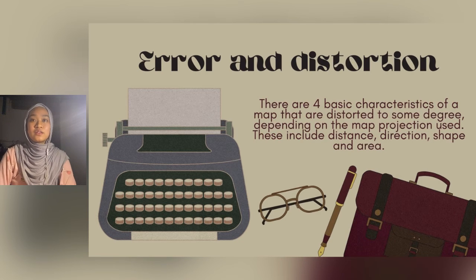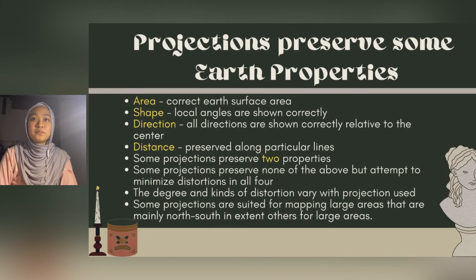Next, error and distortion. There are four basic characteristics of a map that are distorted to some degree depending on the map projection used. These include distance, direction, shape, and area. So projection preserves some Earth properties. First, area: correct Earth surface area. Second, shape: local angles are shown correctly. Third, direction: all directions are shown correctly relative to the center. And fourth, distance: preserved along particular lines.